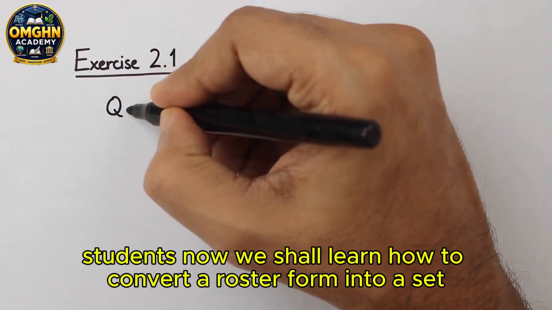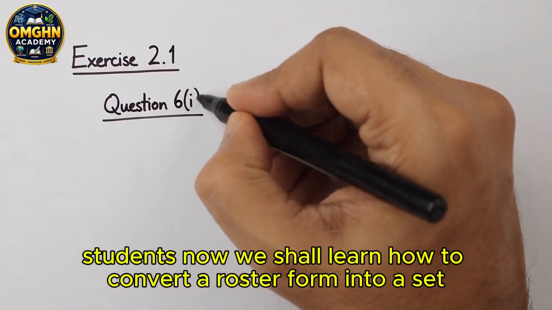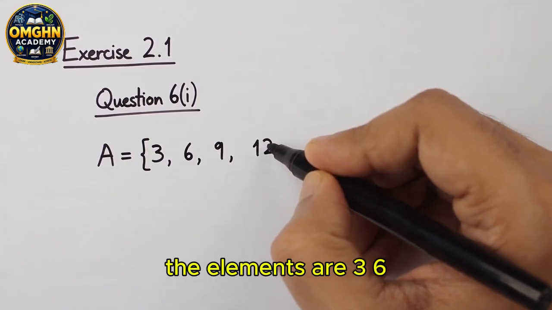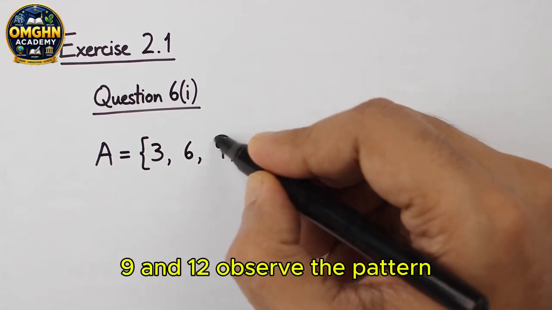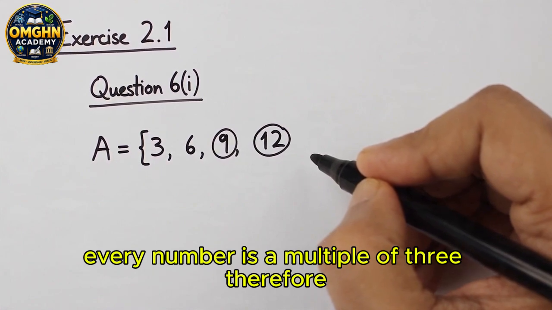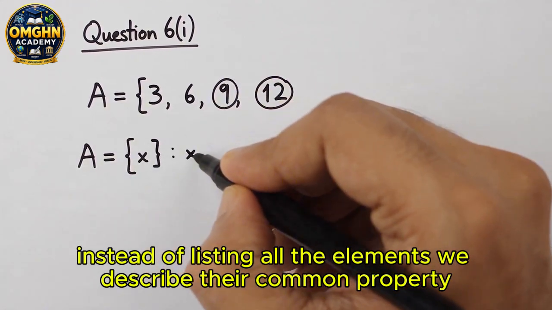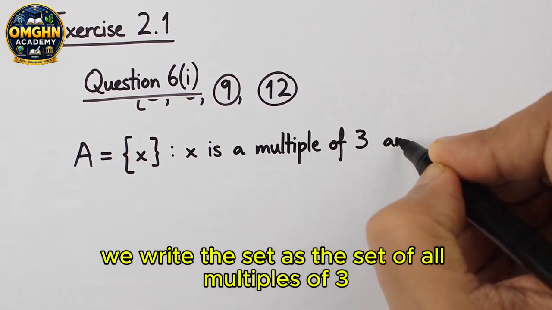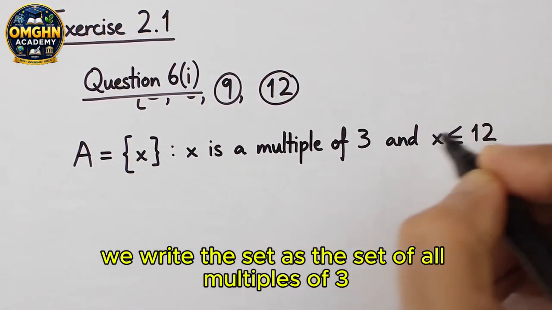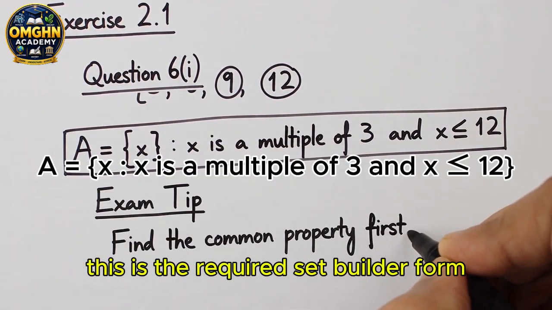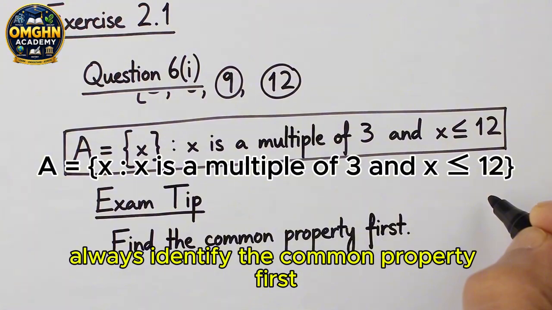Students, now we shall learn how to convert a roster form into set builder form. Read the given set carefully. The elements are 3, 6, 9, and 12. Observe the pattern. Every number is a multiple of 3. Therefore, instead of listing all the elements, we describe their common property. We write the set as the set of all multiples of 3 that are less than or equal to 12. This is the required set builder form. Always identify the common property first.